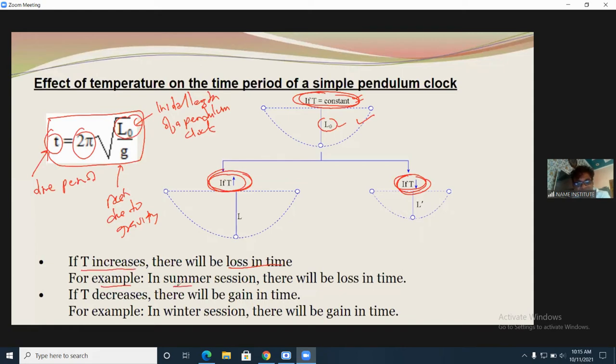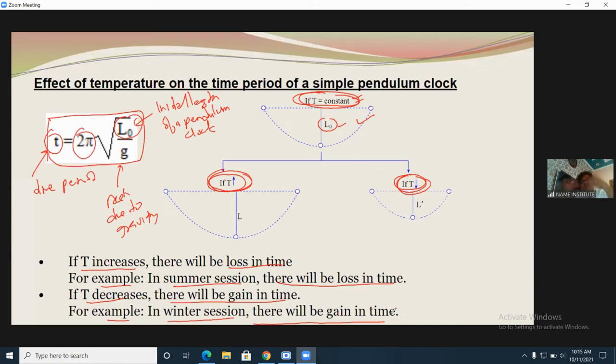For example, in summer season, temperature increases, so there will be loss in time. If temperature decreases, there will be gain in time. For example, we can take winter season, there will be gain in time. So for which condition is there loss in time? In summer season. For which condition is there gain in time? In winter season.